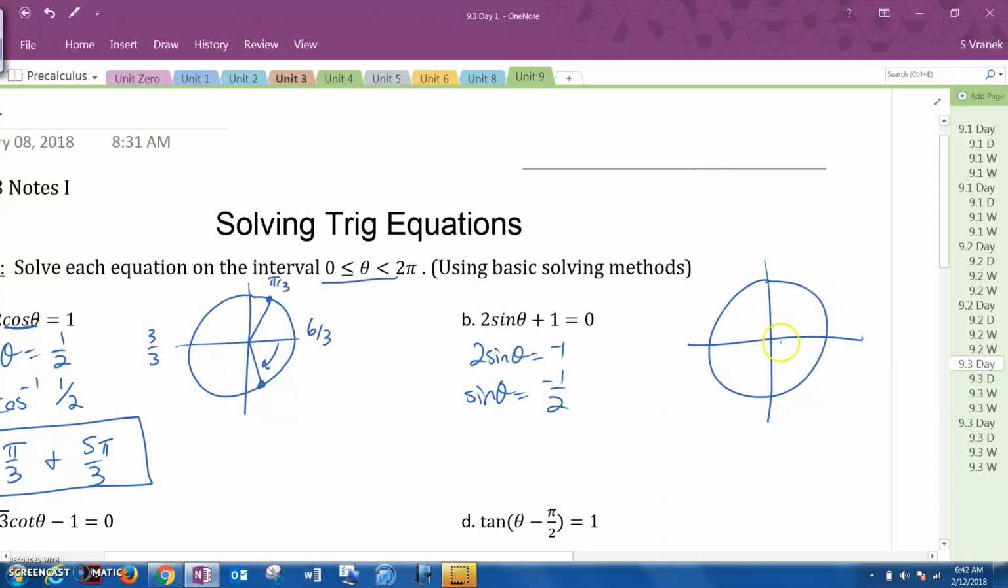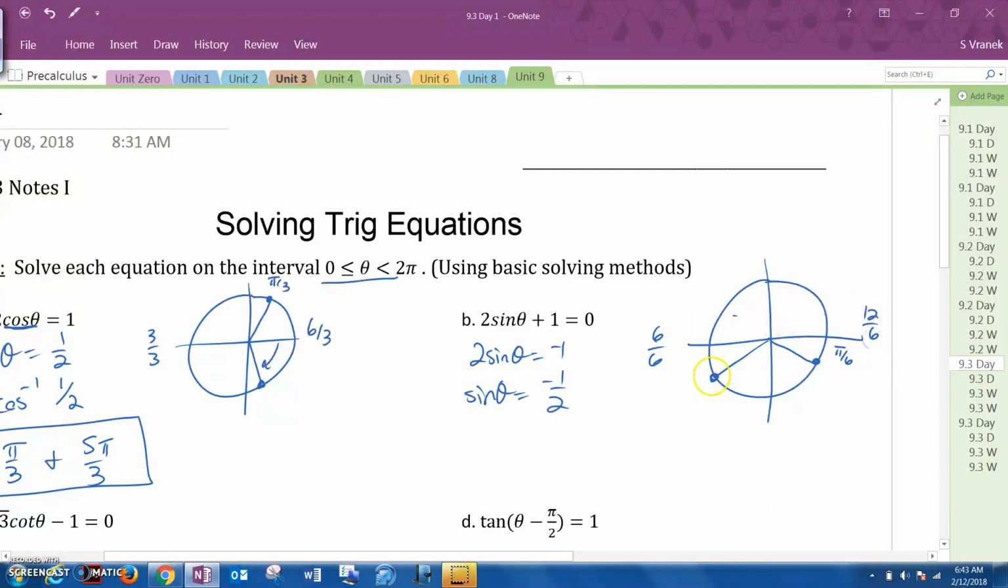However, it's in quadrant 4 with a pi over 6 reference. And then the other place sine is negative, the y, all students take calculus, so it's down here. So I need these two. Remember, it's a pi over 6 reference. So if I go halfway around the circle, that's 6 over 6, and then this is 12 over 6.